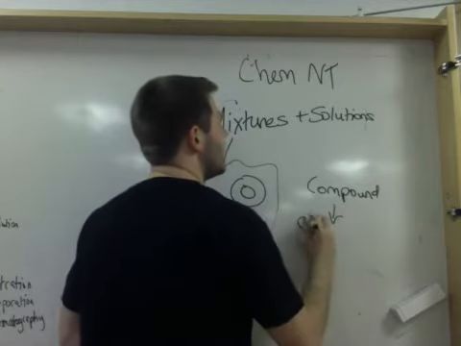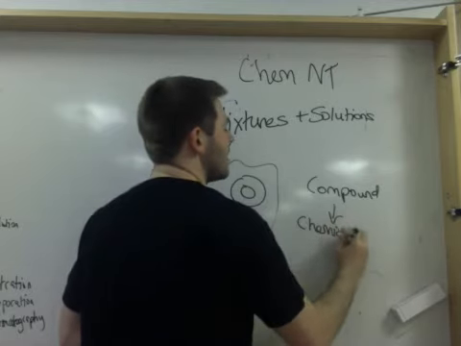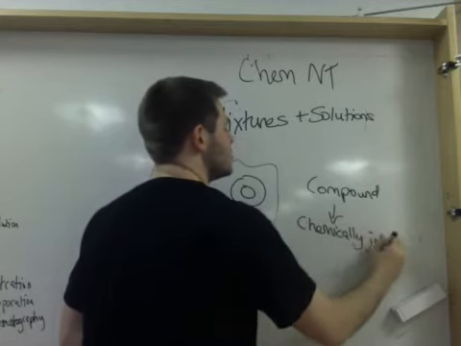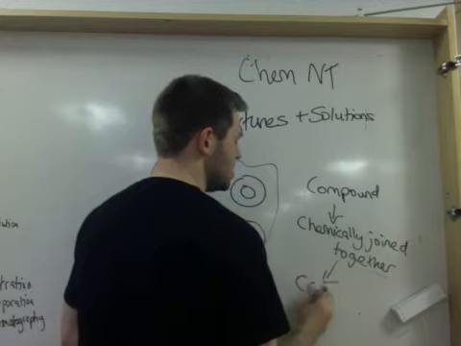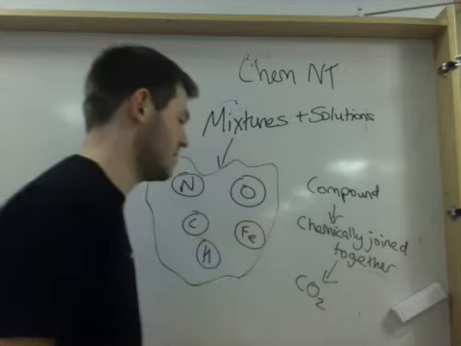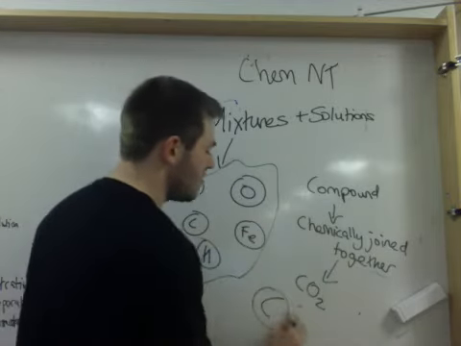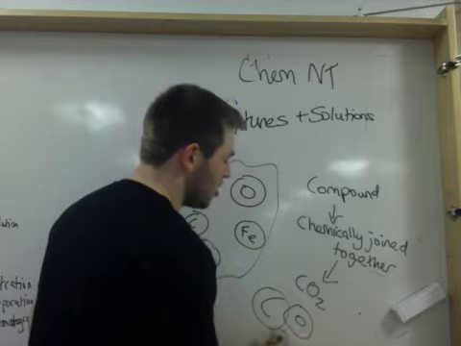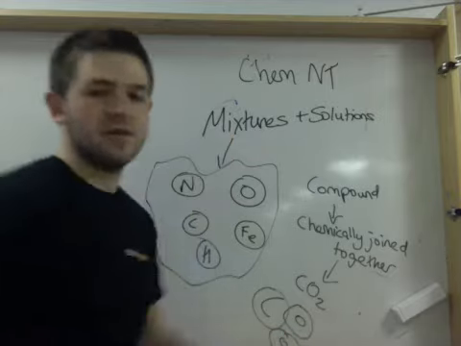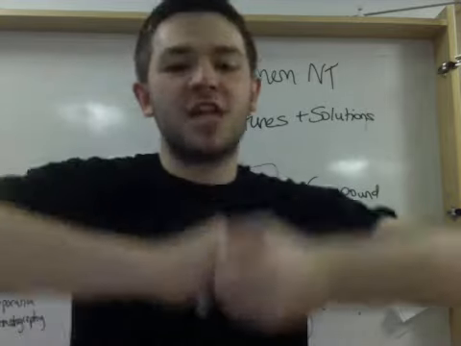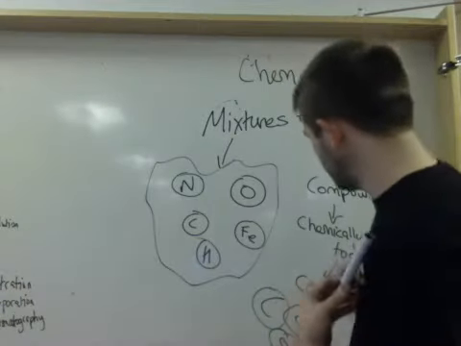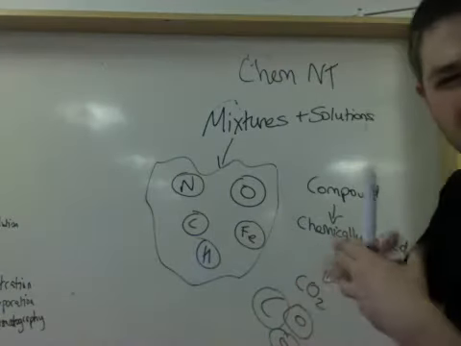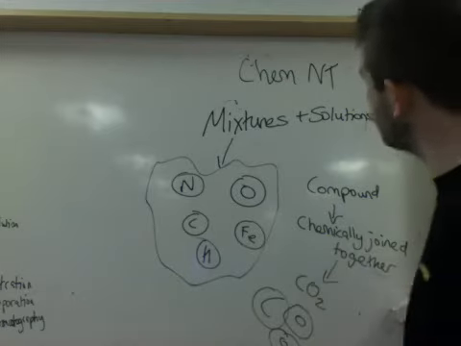A compound is when they are chemically joined together. So, for example, if I have CO2, that is my carbon joined onto oxygen. Those are chemically joined together, and that's a compound. They're different elements, but they're stuck together. They're a compound. Here, they're a mixture.